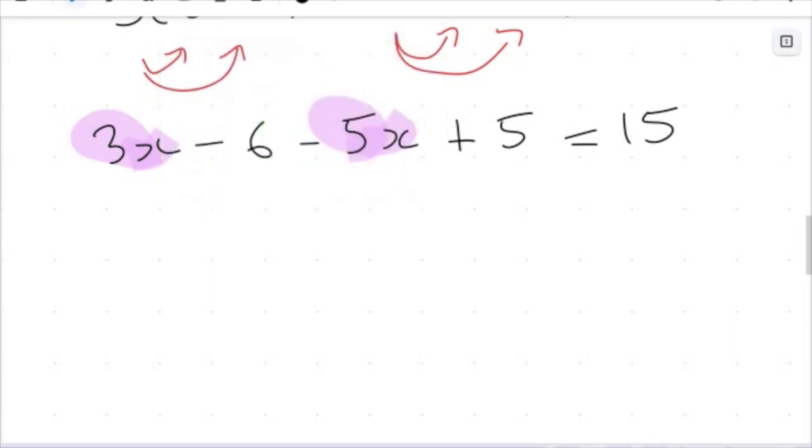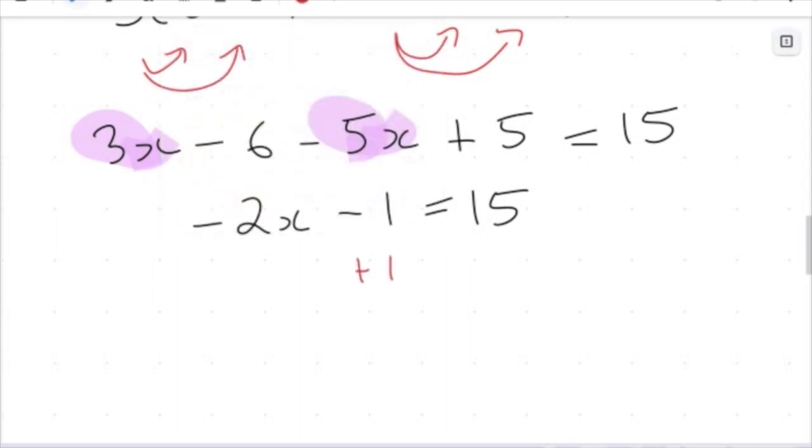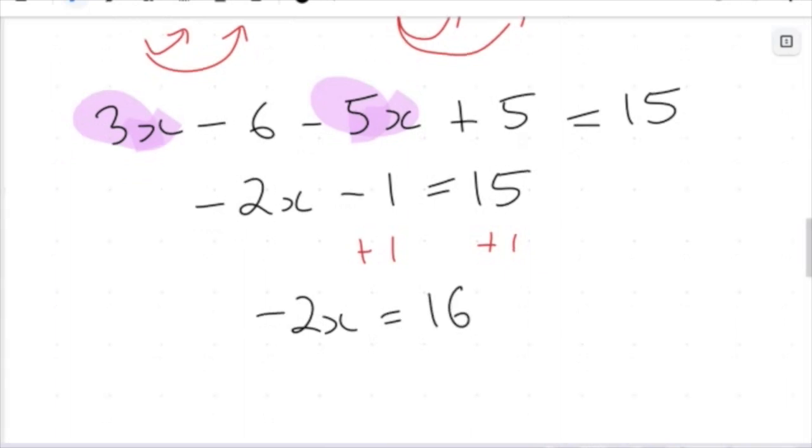So 3x minus 5x is going to give me minus 2x. And minus 6 plus 5 gives me minus 1 equals 15. And now I just want to isolate the x. So doing what we've been doing until now with equations, I'm going to plus 1 to both sides. That gives me negative 2x equals 16.